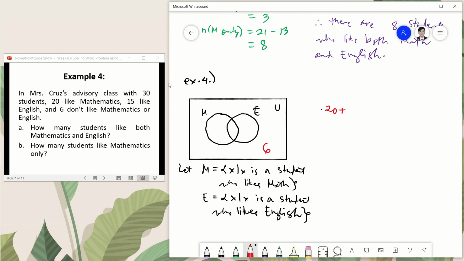So again, going back, 20 like math, 15 like English, and 6 don't like either. And then you need to subtract it from the total number of students being surveyed, our universal set. So 20 plus 15 is 35. 35 plus 6 is 41. So 41 minus 30 is 11.